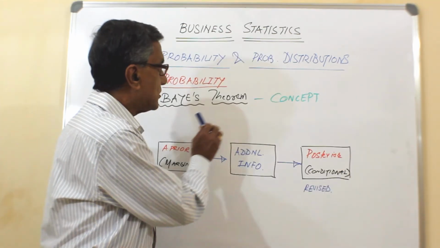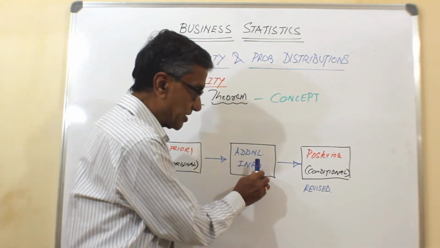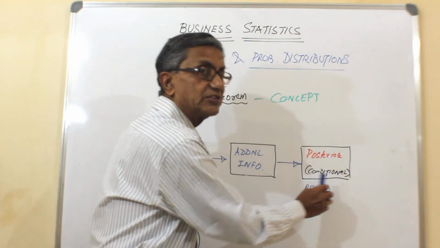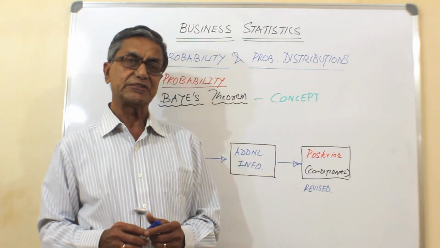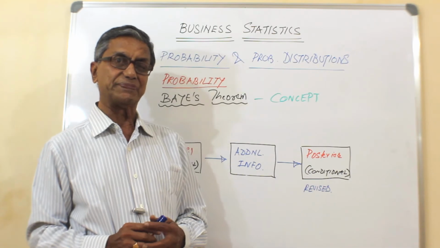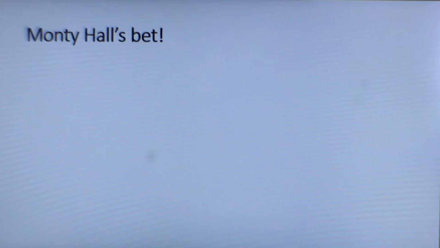This concept of Bayes' theorem is: a priori probability with additional information, you arrive at the revised probability or the posterior probability. We will see a couple of examples and understand this in a real life situation. Bayes' theorem helps us in ascertaining or improving the probability as we move on. This Monty Hall's bet problem will enlighten us about additional information, and how it is helpful in improving the probability.